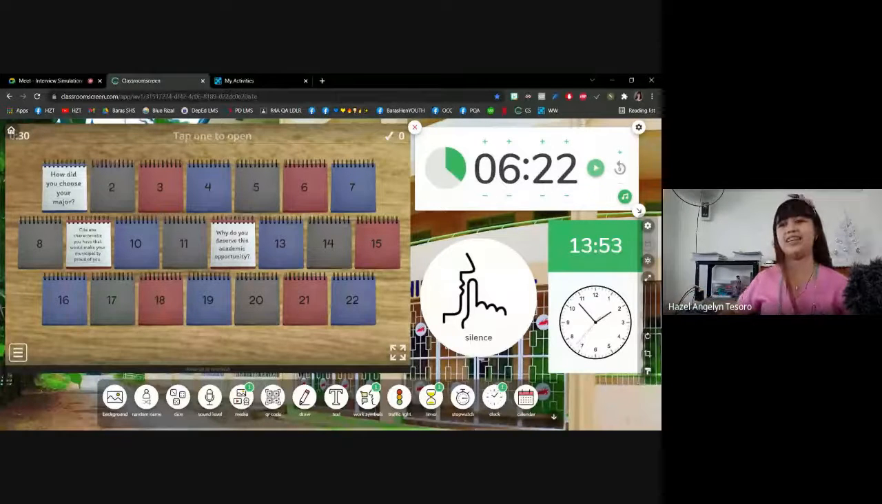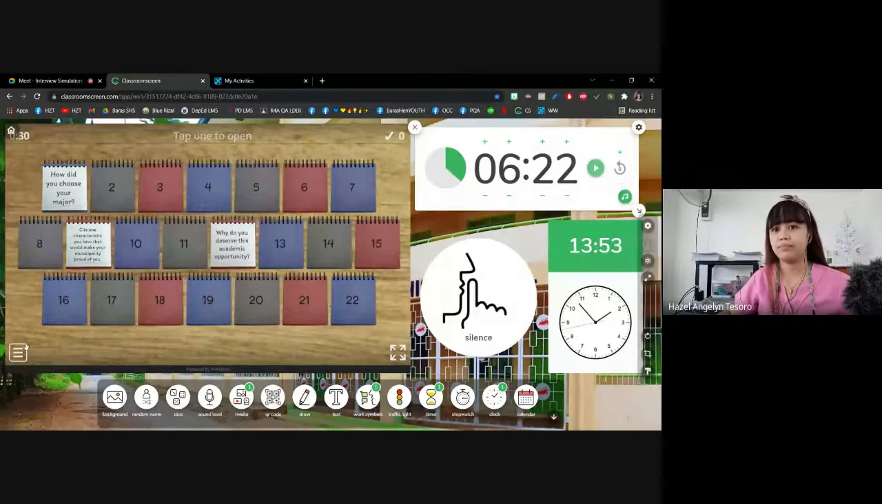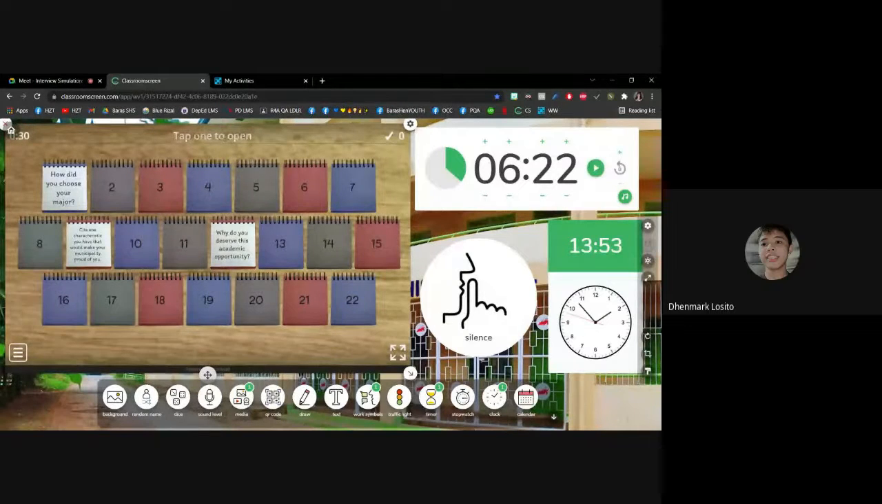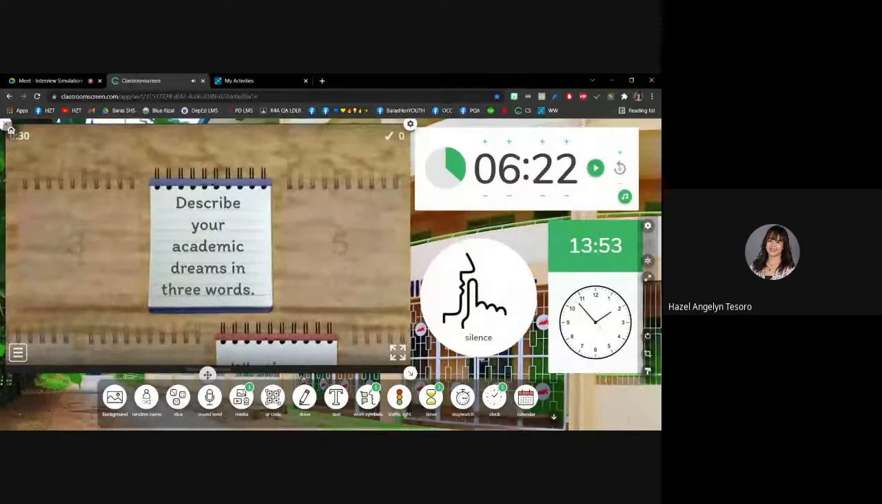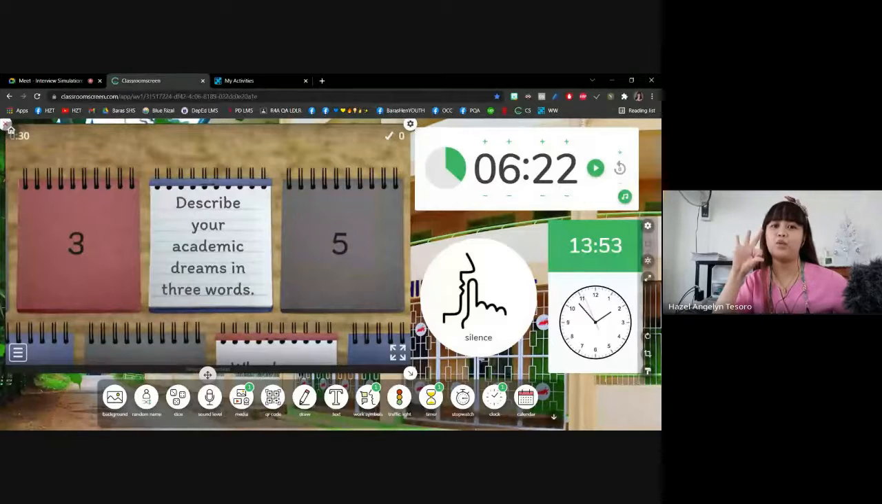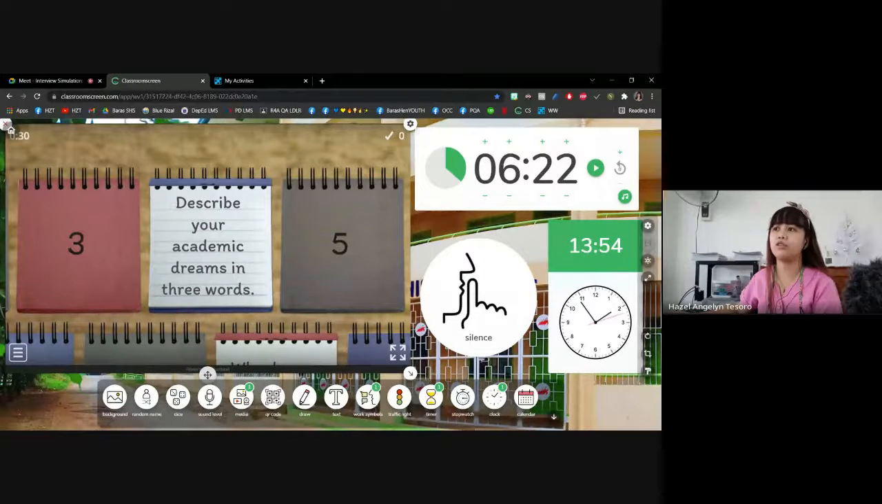Denmark, are you ready? Yes po, ma'am. Okay, pick or random? Random po. Okay. Describe your academic dreams in 3 words. Ma'am, ang i-describe ko po ba dito is yung want ko pong makuha or ma-achieve in the future po? Yes, anything that is related to your academic dreams. Your dreams na related sa pag-aaral.